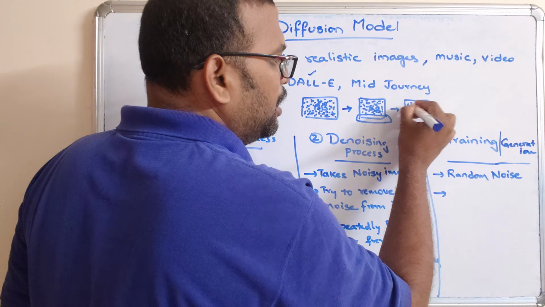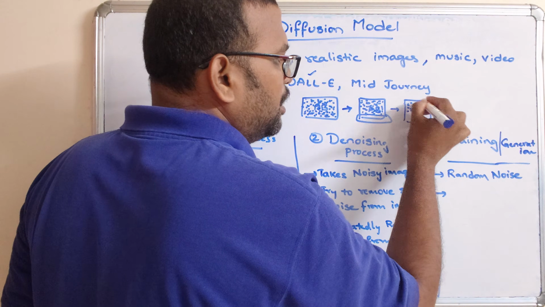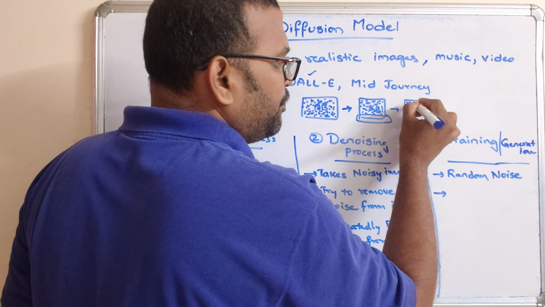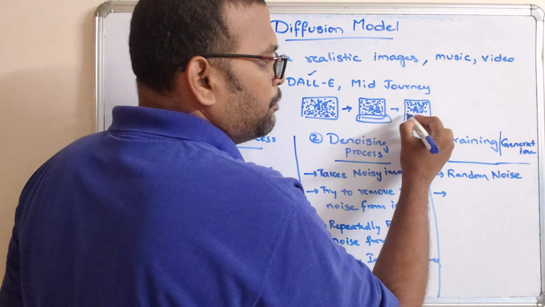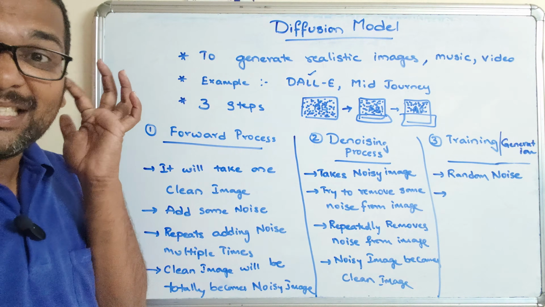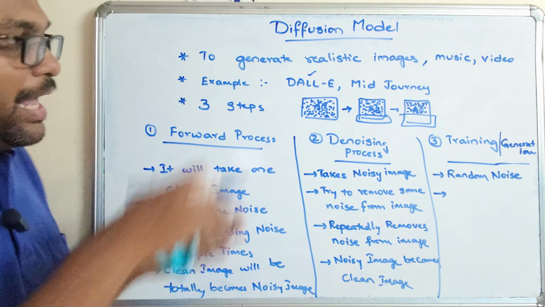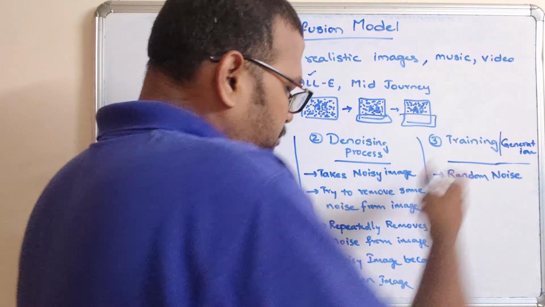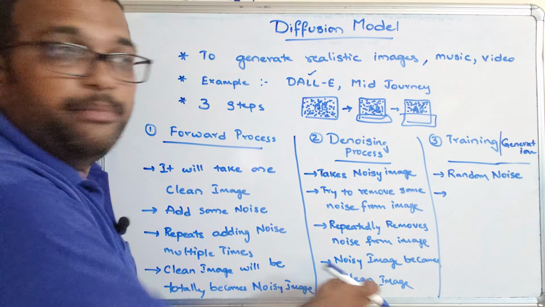So for example, let us take this one. This is a thing. See, some noise is again removed. After that, in the next step, some more noise will be removed. So like that, after multiple times, we will be getting the clean image.